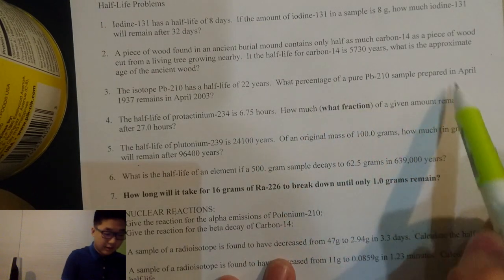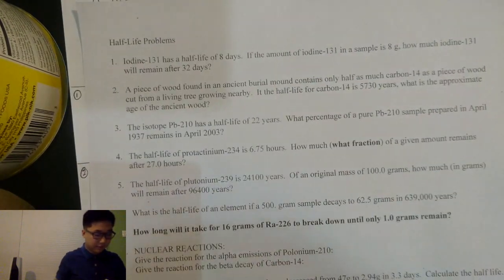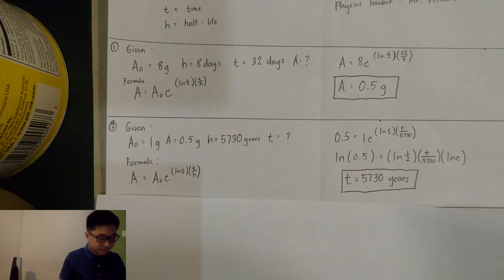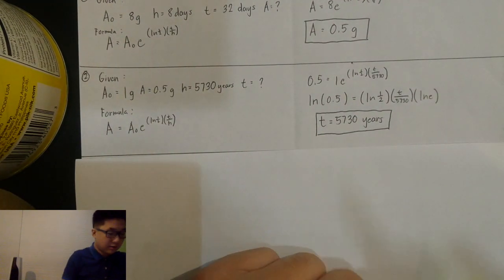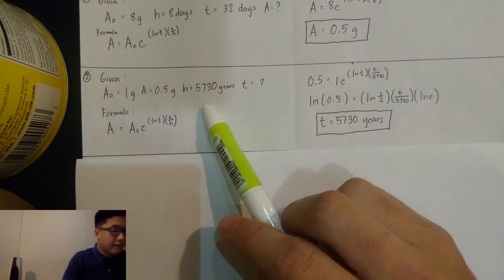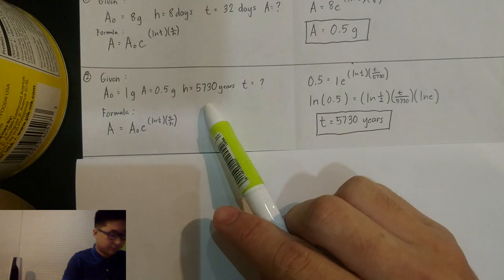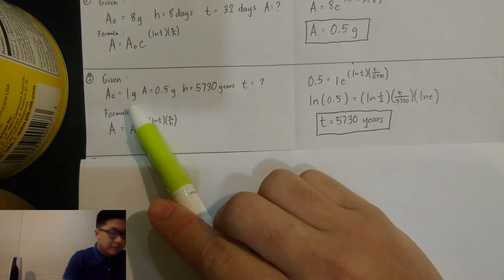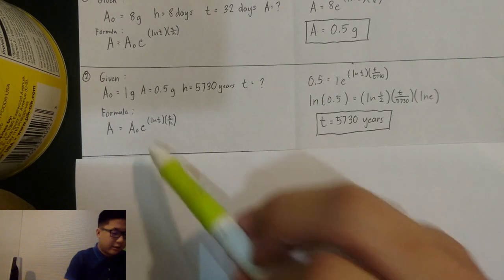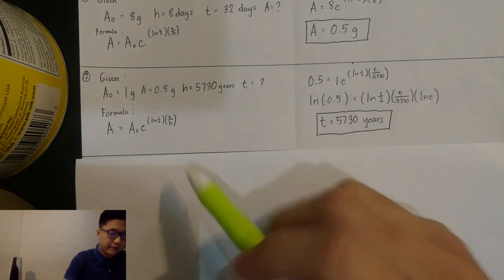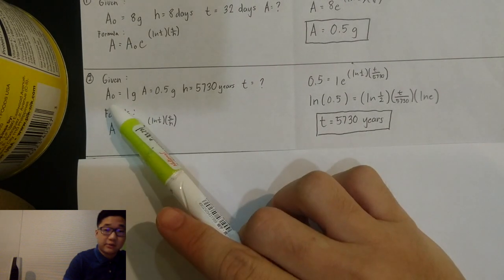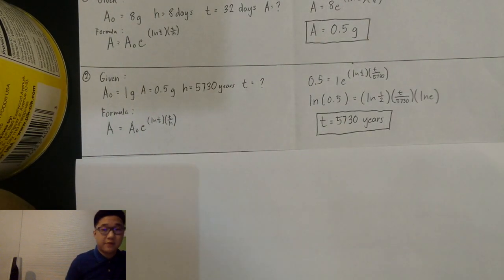So here we are given the number of years for half-life. The half-life is 5,730 years. Because the question stated that the amount now is half the original amount, let's just say that the original amount was 1 gram and the amount now is 0.5 grams.